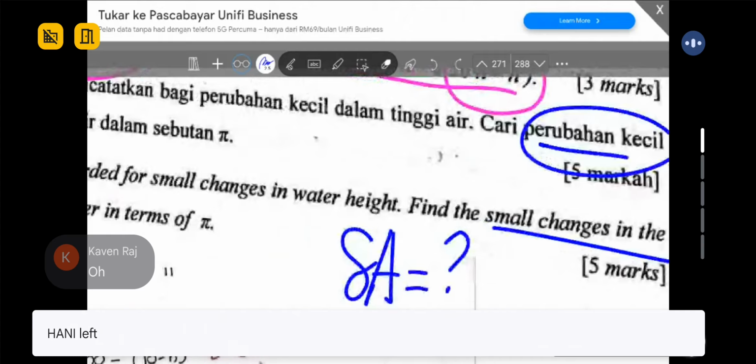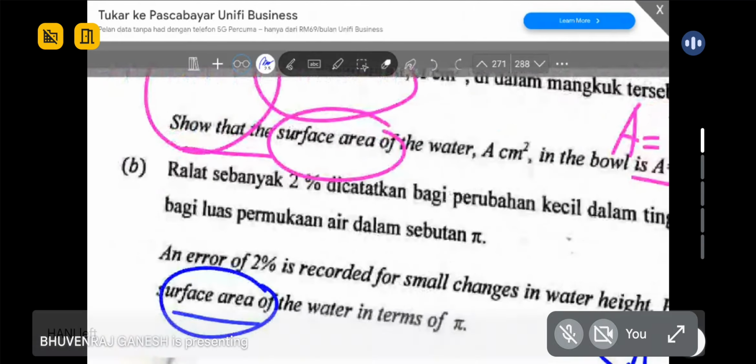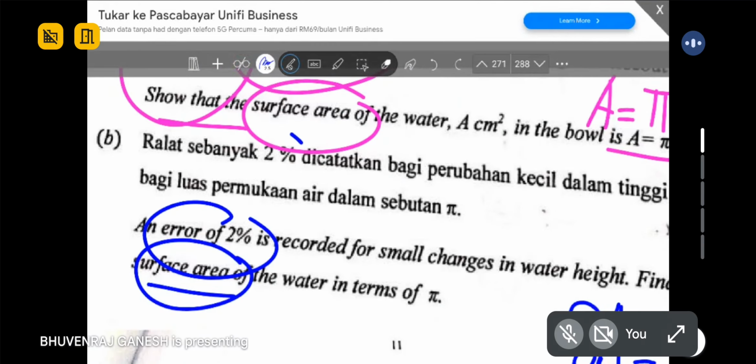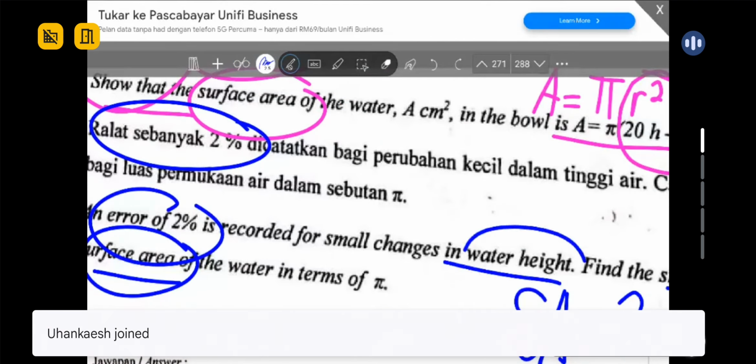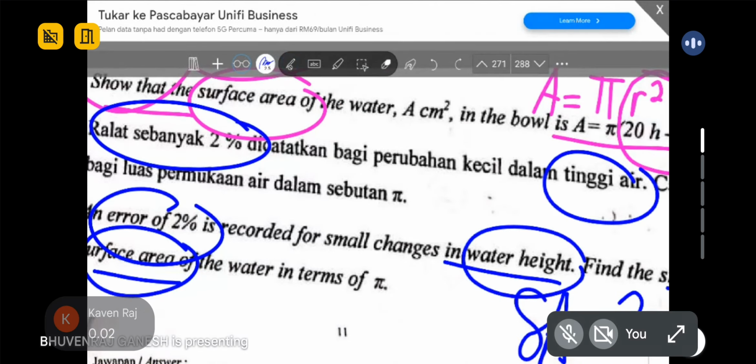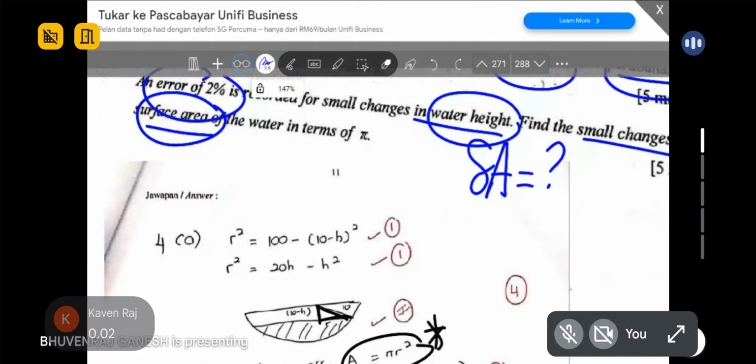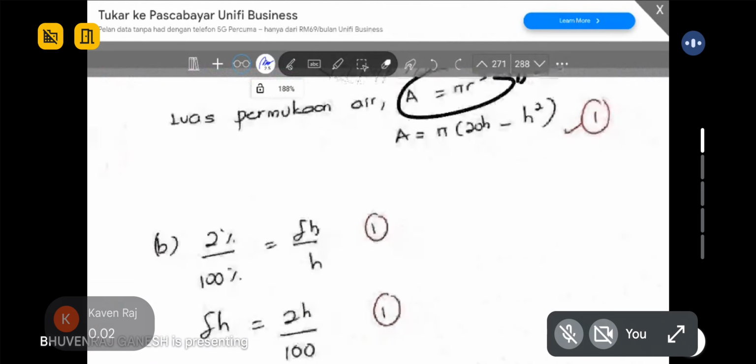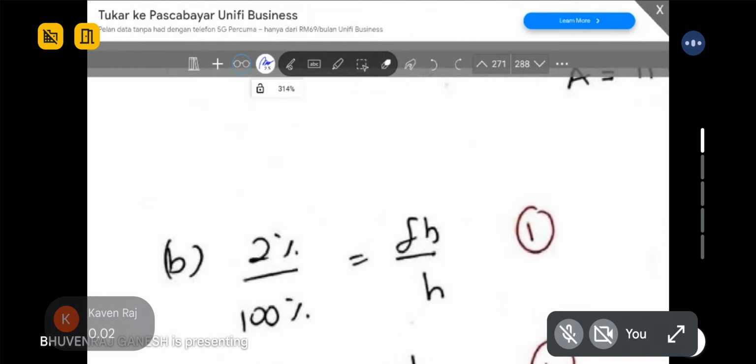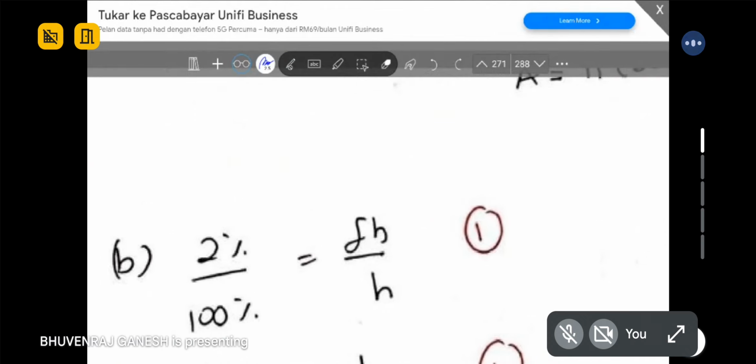Okay? Alright. So the information the question give is there is an error of 2% for the small changes in the water height, tinggi air. Okay. So the information you can get is delta H over H is actually 2%. Am I right?